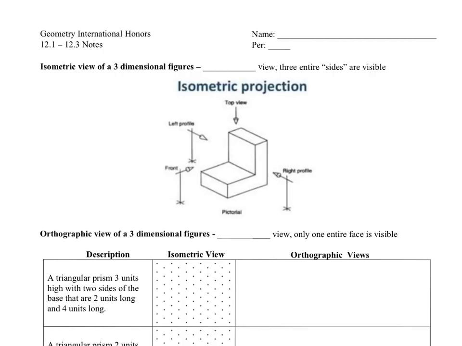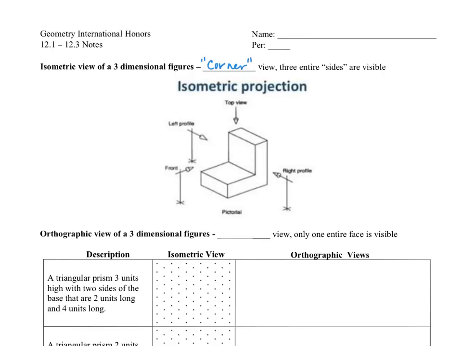So the first thing we're going to do is look at different ways to view three-dimensional figures, and one of those ways is called an isometric view of a three-dimensional figure. So an isometric view, I like to call it a corner view. It's looking at a three-dimensional object from the corner, which means you can view three entire sides. You can actually see three entire sides.